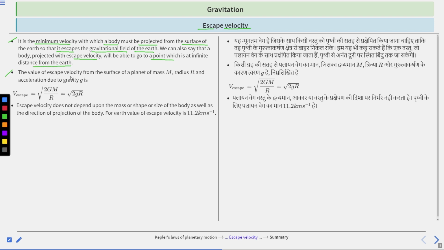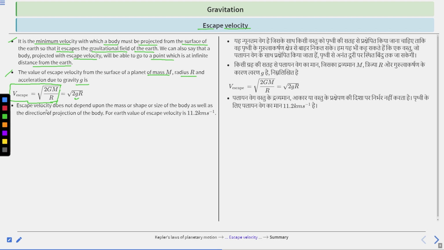The value of escape velocity from the surface of a planet of mass M and radius R and acceleration due to gravity g is this: v escape is equal to under root 2GM divided by R. So this is the formula of escape velocity. Escape velocity is the minimum velocity with which a body must be projected from the surface of the Earth, which is equal to under root 2gR, where g is the acceleration due to gravity.